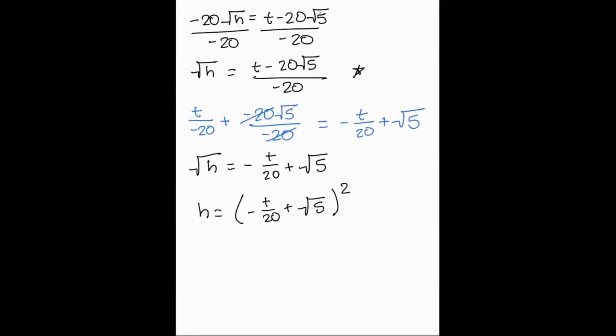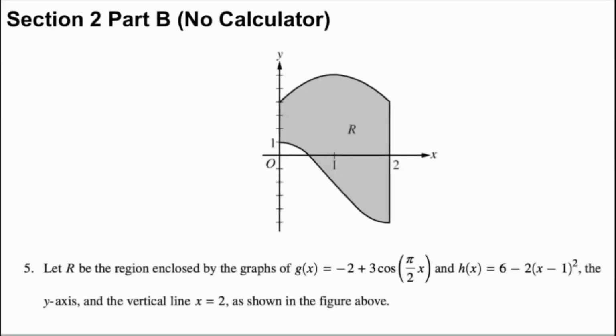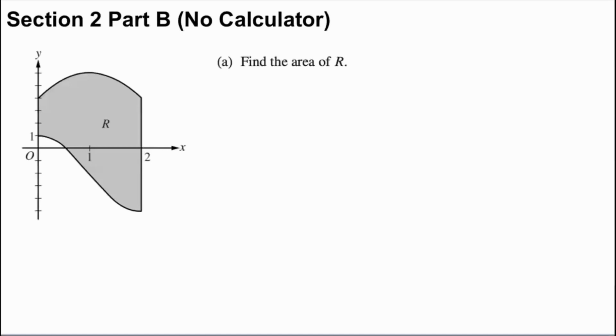So now we're going to move on to number 5. We're going to let R be the region enclosed by these two functions, the y-axis and the vertical line x equals 2, as shown in the figure above. That's our stem. And so our first task is to find the area of R.